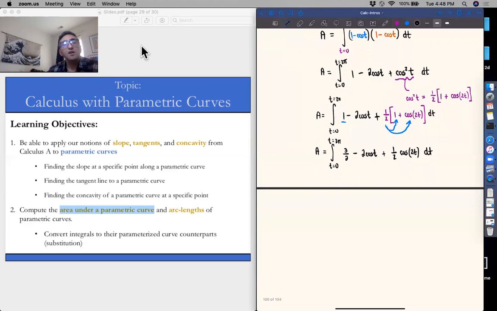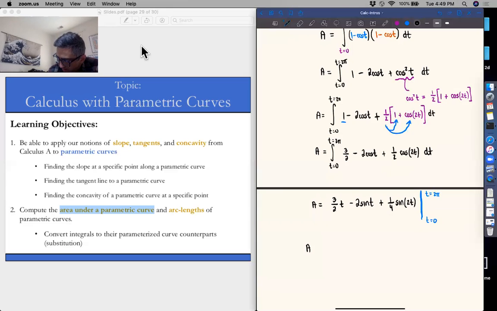And now we can compute those antiderivatives. So this area is now equal to the antiderivatives before they're evaluated at the bounds: 3/2 t minus 2 sine of t plus 1/4 the sine of 2t. And we have to remember to evaluate at those bounds, t equals 0 and t equals 2 pi.